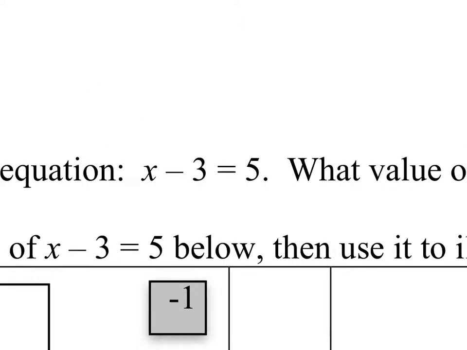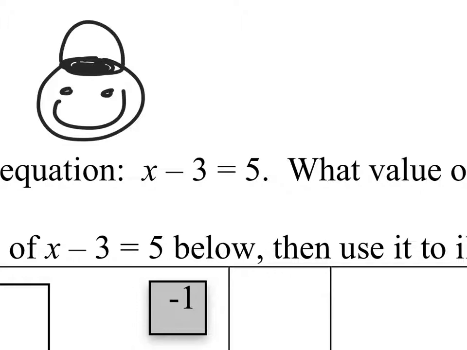What about this one? x minus 3 equals 5. Let's look at this a different way. So let's say you go trick-or-treating, and there's your bucket. So this represents our x value.